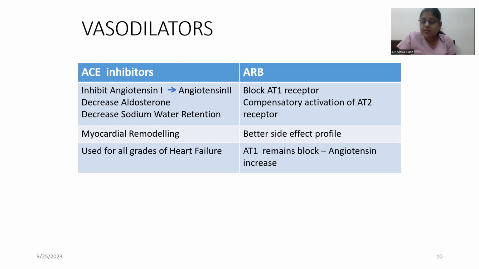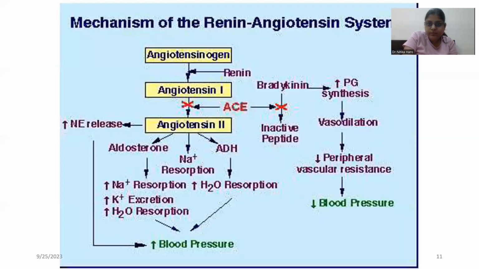Angiotensin receptor blockers block the AT1 receptor. So the action of angiotensin 2 will not come. Compensatory activation of the AT2 receptor will be there, and they have a better side effect profile. So angioedema and cough are not there with these angiotensin receptor blockers. AT1 remains blocked, but angiotensin levels will increase in the body. This is how the action is there.